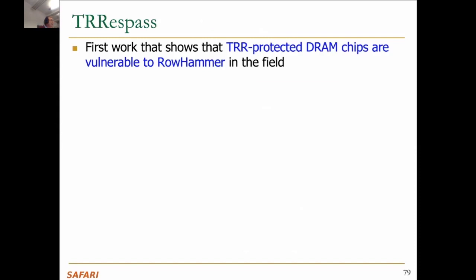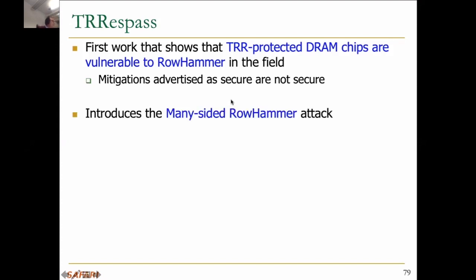Every manufacturer has its own version, and it's basically proprietary. They don't disclose any information about how it works. But they advertise it as RowHammer free. Basically, all of the mitigations are advertised as secure, but this work shows that they're not secure. And these TRR mechanisms in general operate by trying to count the number of accesses in some manner to hammered rows, and they issue refreshes to those hammered rows synchronized with the refresh commands in DRAM.